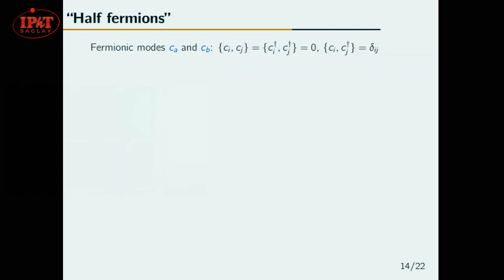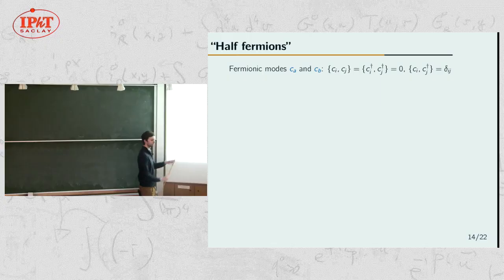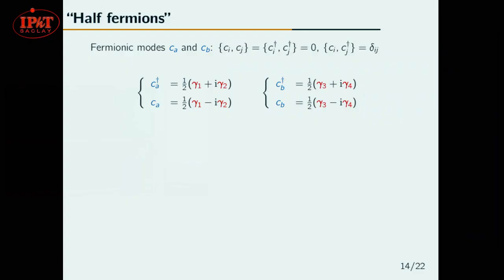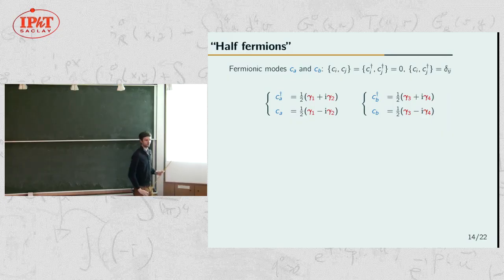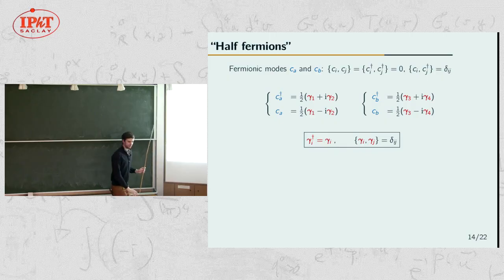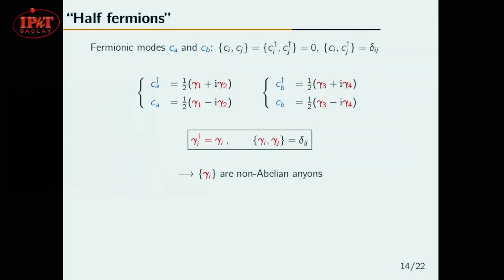So imagine that you have 2 fermionic modes, which are called A and B, associated with creation and annihilation operators, which satisfy the usual anti-commutation relations. Now you can formally write them in terms of 4 Hermitian operators, which are called gamma 1, 2, 3, and 4, by separating the Hermitian and non-Hermitian parts. It's like cutting a complex number into real and imaginary parts. And you can check that, from the anti-commutation relations, these gammas should also anti-commute, but square to 1, because now they are Hermitian. And the claim is that these gammas are non-Abelian anyons.